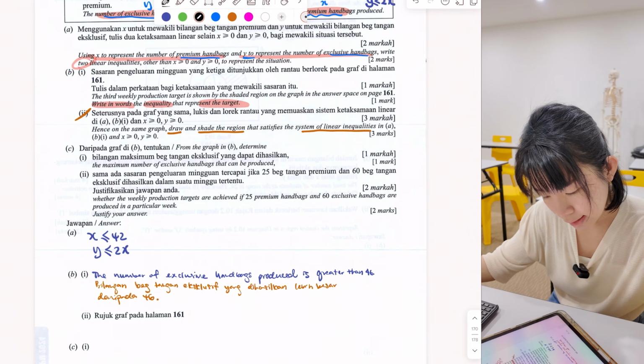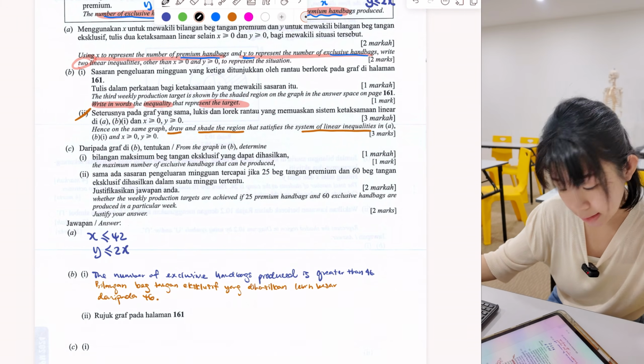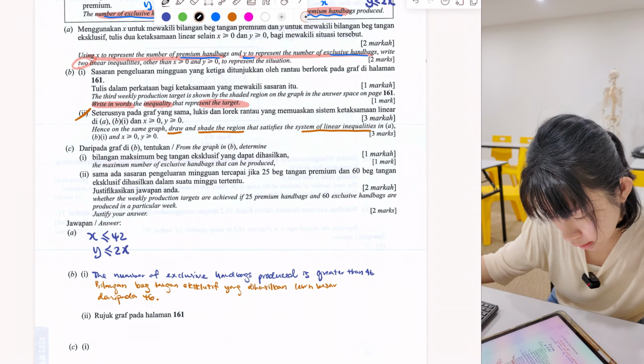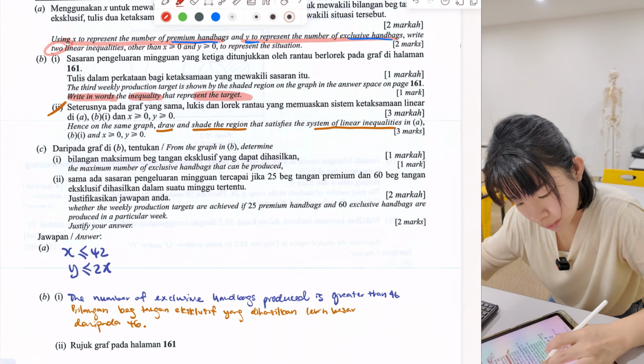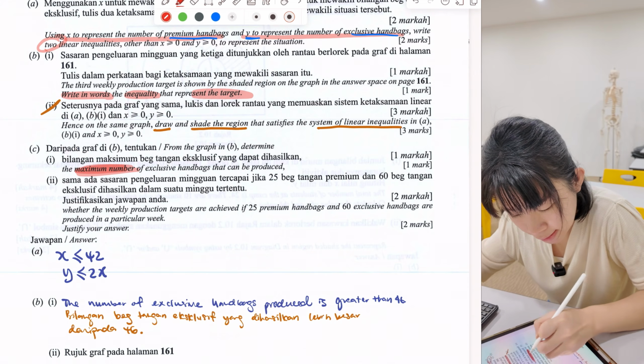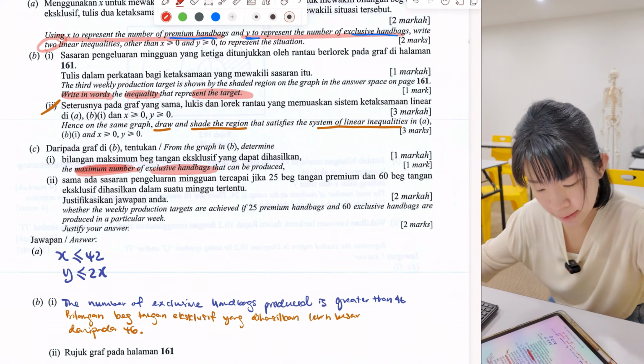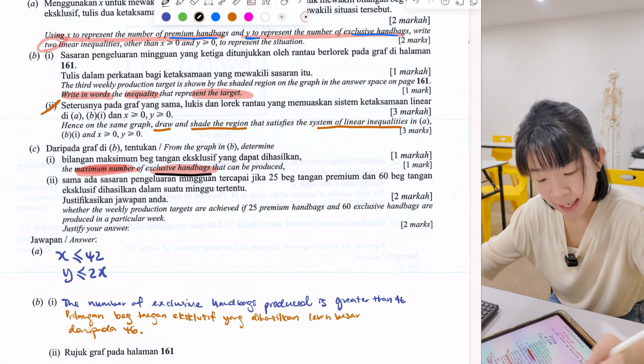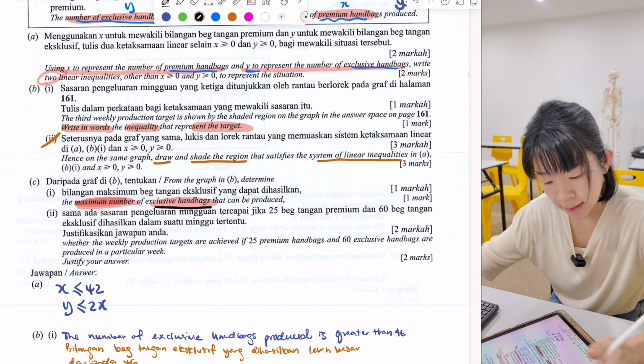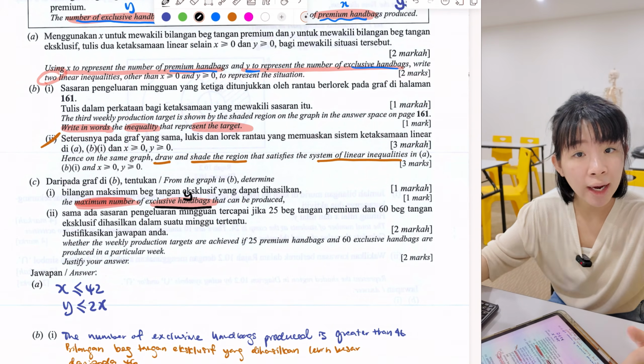Then after that, let's look at part C. From the graph, you need to find the answer. What is the maximum number of exclusive bags that can be produced? Exclusive bag is X or Y? Check first. Exclusive bag is Y. What is the maximum Y we can produce?